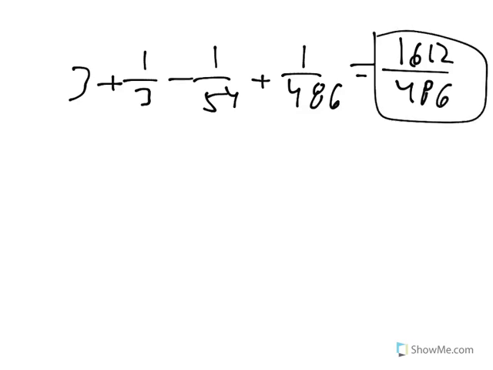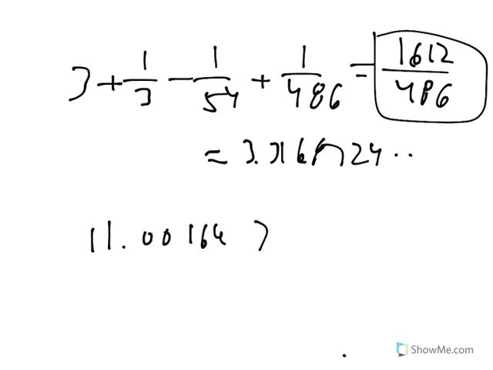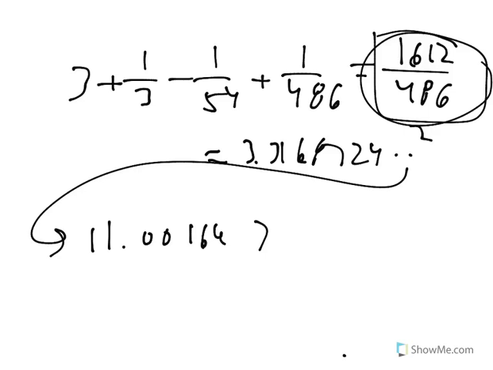If I do that on my calculator, I get 3.316872 something, and if I square that, I get 11.0016427. And the goal was the square root of 11. So this is a nice rational approximation.